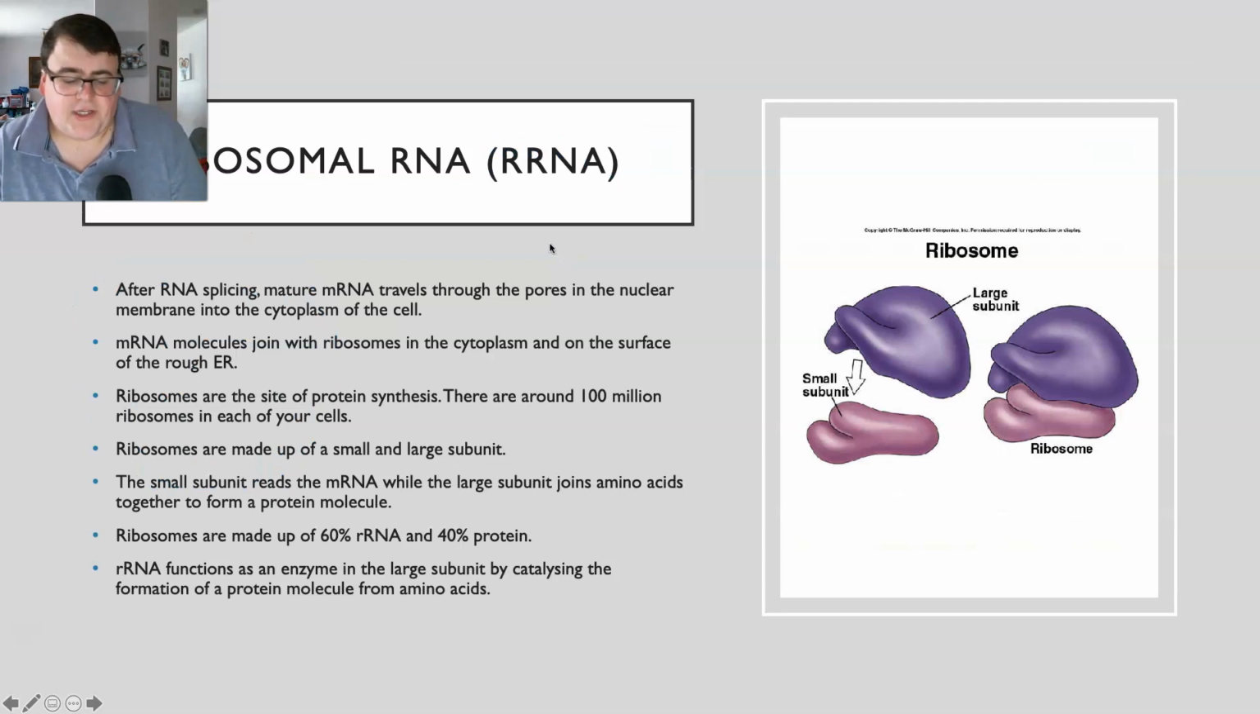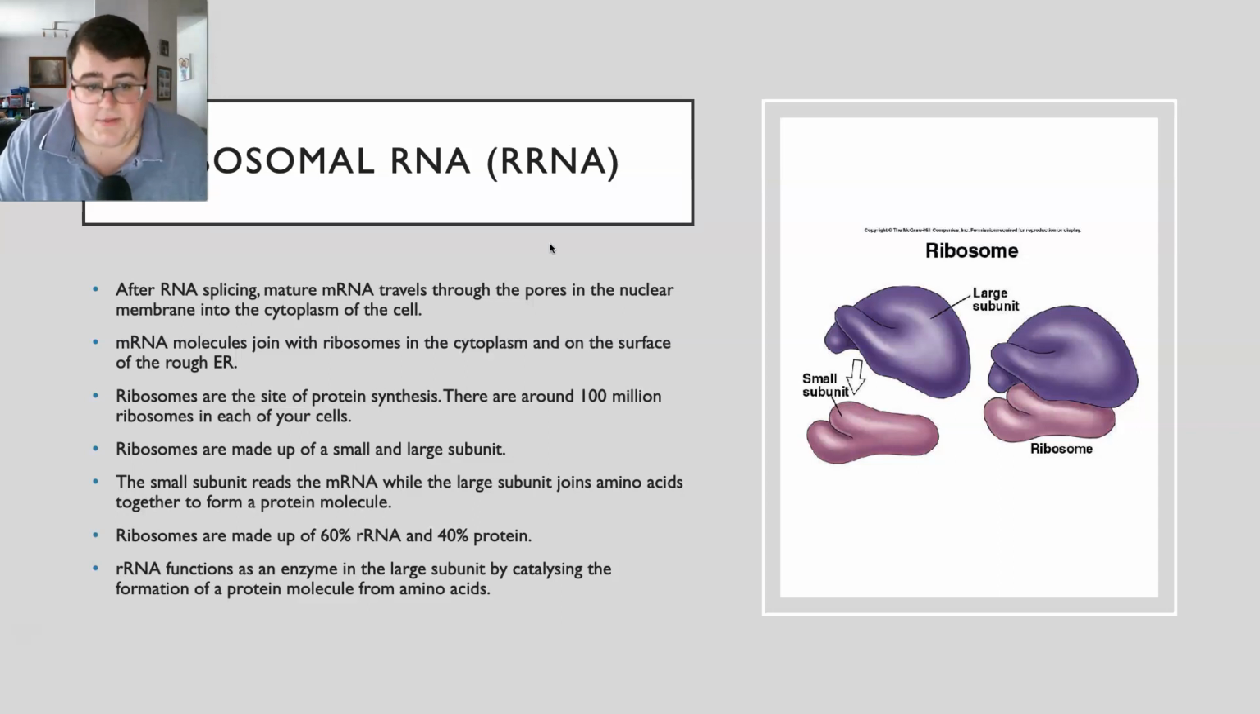Now we're moving on to translation. So we're actually turning the mRNA into a protein, actually turning those codons into amino acids. And that's all done at the ribosome. Now the ribosome itself is made up of RNA. It's made up of ribosomal RNA, which we call rRNA.